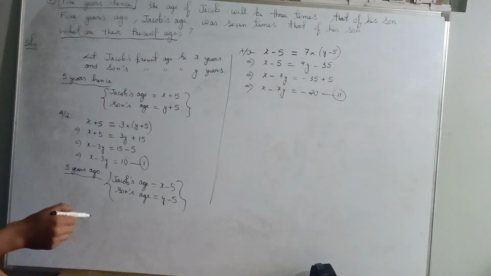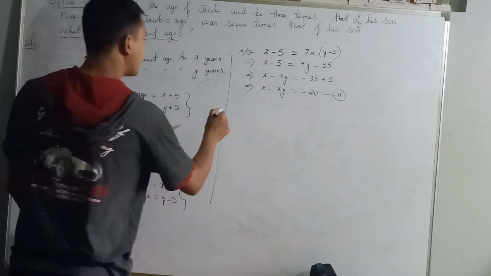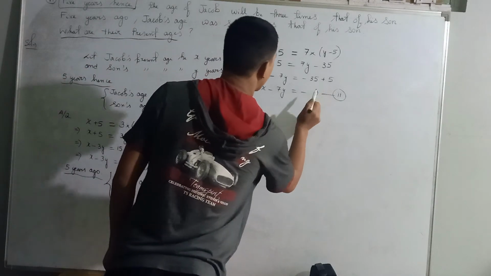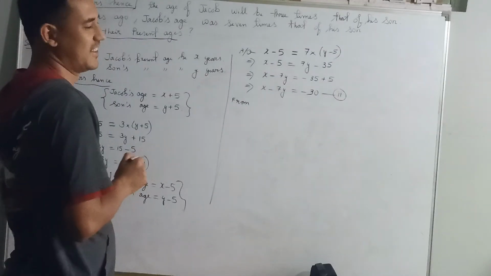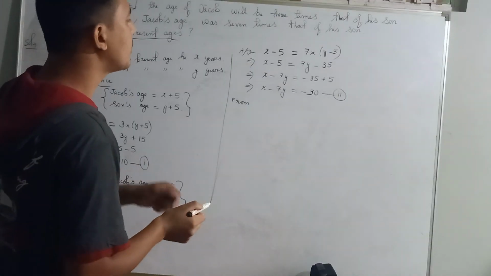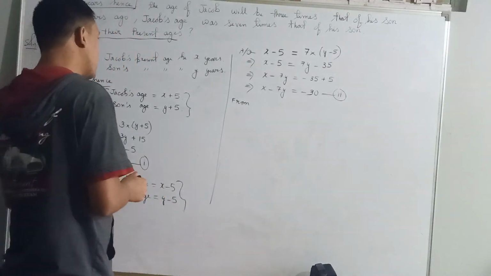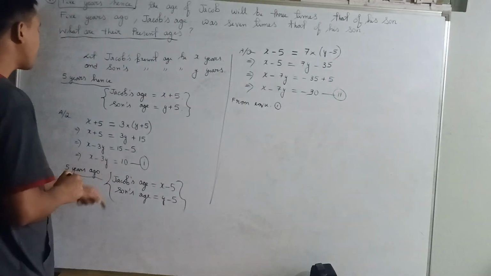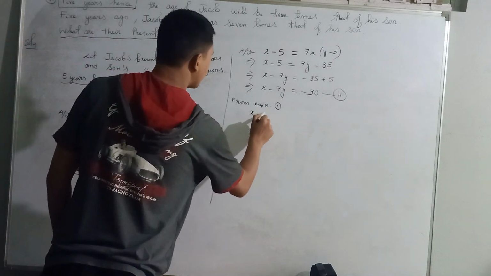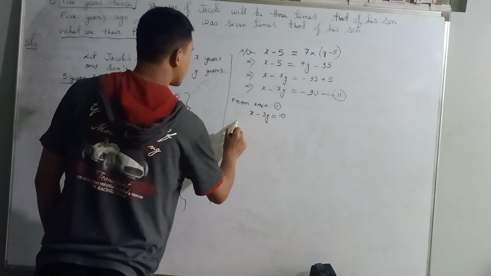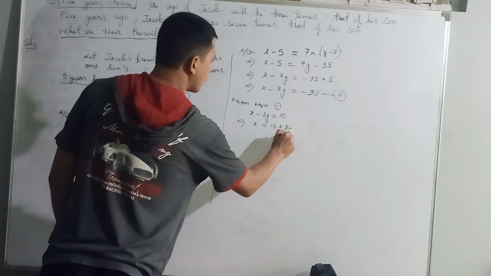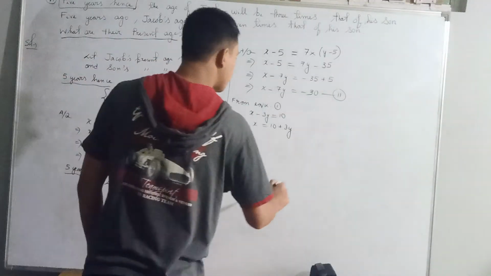So we solve the first and the second equation using the substitution method. Wait, I was just testing your intelligence: minus 35 plus 5 will be minus 30, okay? So X minus 7Y is equal to minus 30. Now from equation 1, X minus 3Y is 10. So this implies X will be equal to 10 plus 3Y. That's X, which is your equation 3.